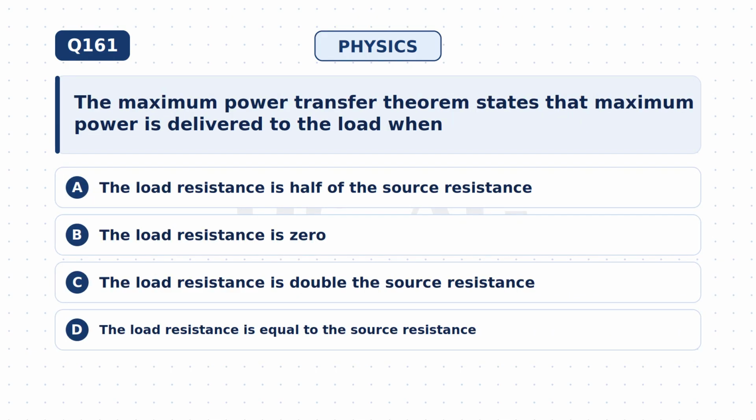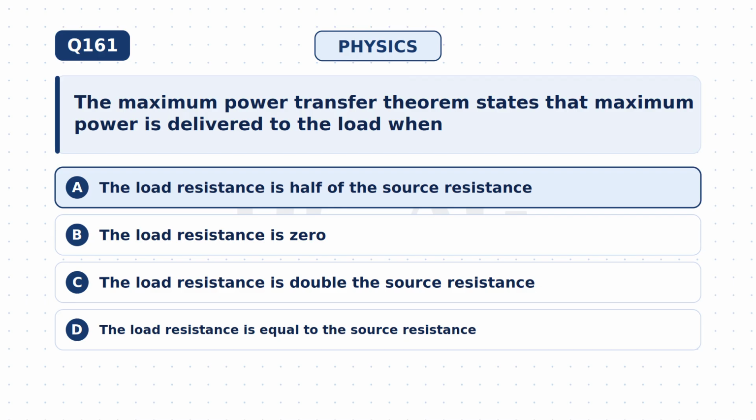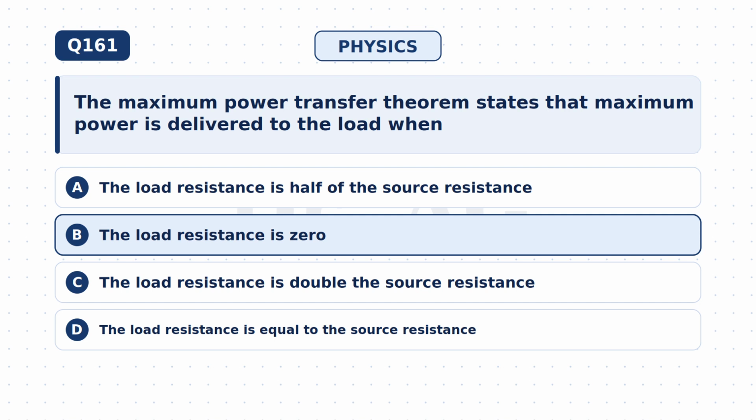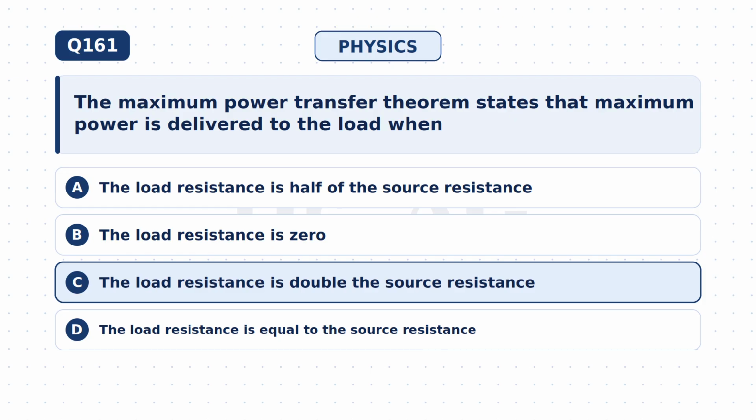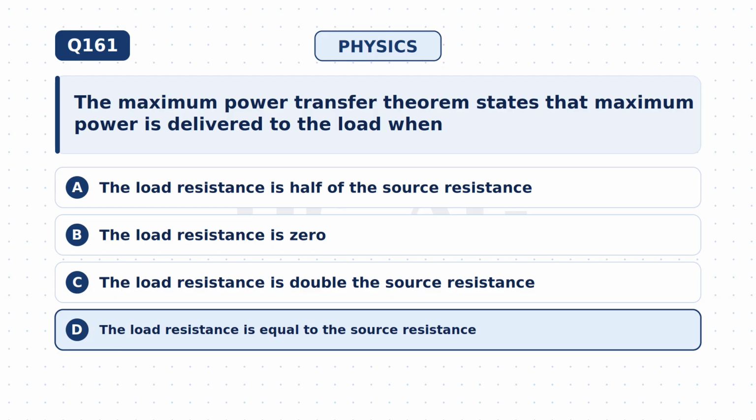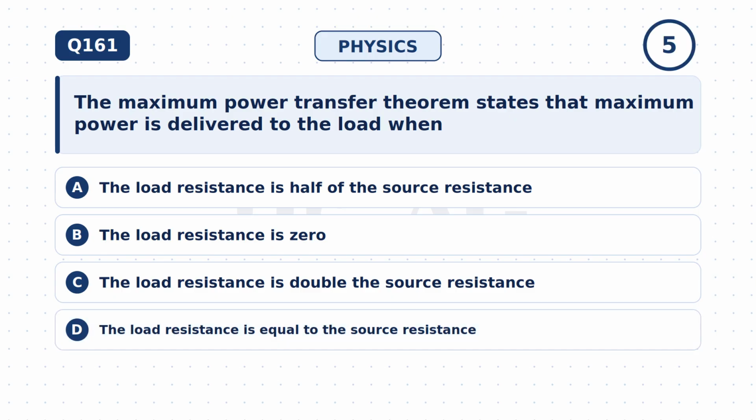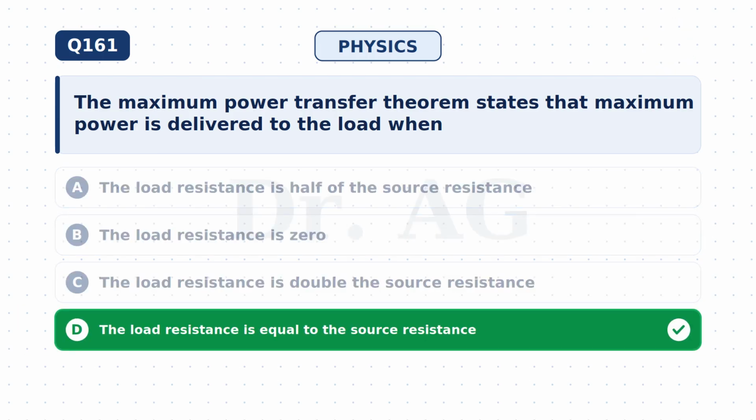Question 161. The maximum power transfer theorem states that maximum power is delivered to the load when. Option A, the load resistance is half of the source resistance. Option B, the load resistance is 0. Option C, the load resistance is double the source resistance. Option D, the load resistance is equal to the source resistance. The correct answer is D, the load resistance is equal to the source resistance.